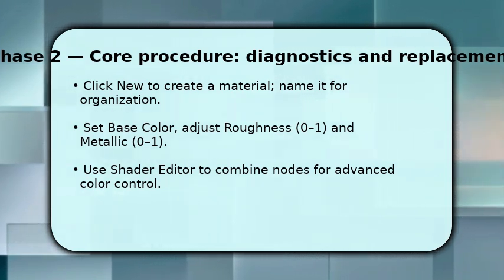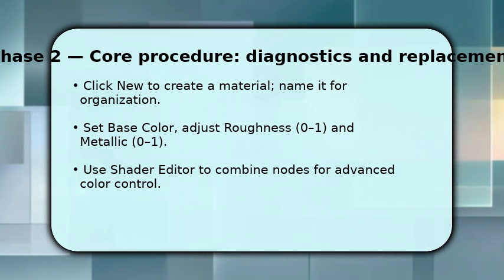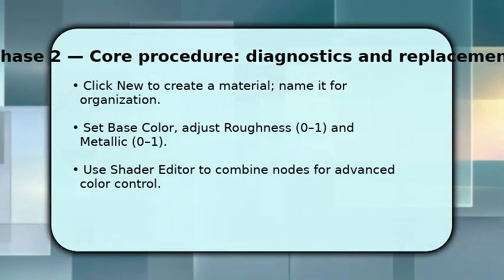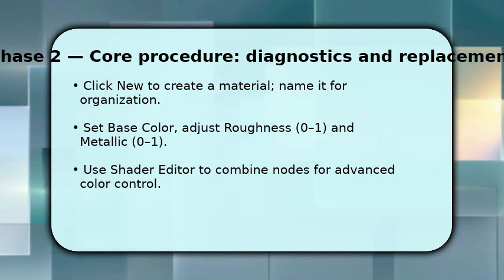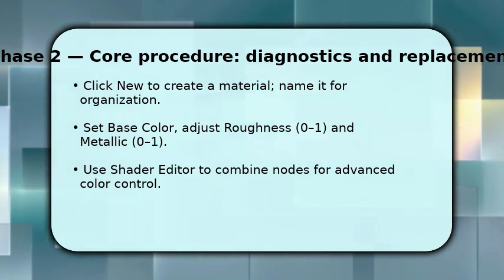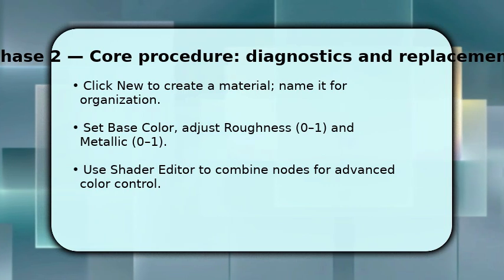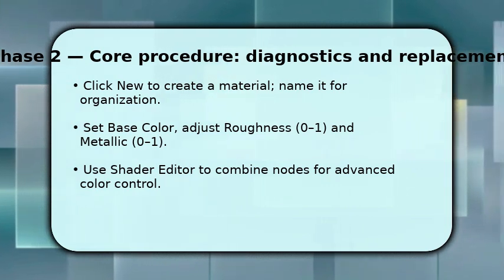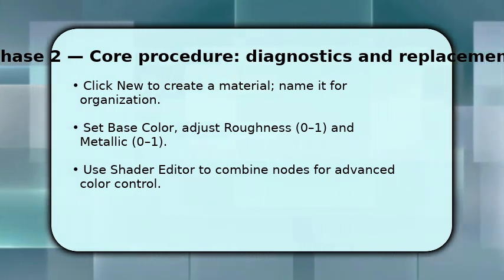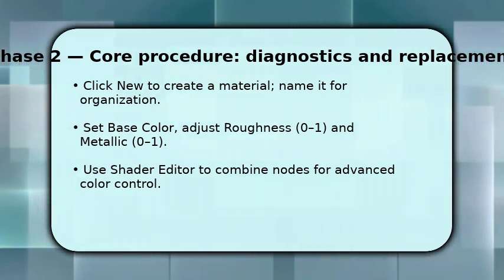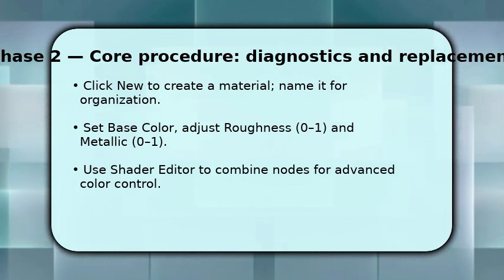Modify roughness and metallic values to affect light response. Lower roughness makes highlights sharper. If you need precise control, open the shader editor and hook color nodes, mix shaders, or add textures. This node-based approach explains why materials respond to lights and why your color might look different under different scenes.